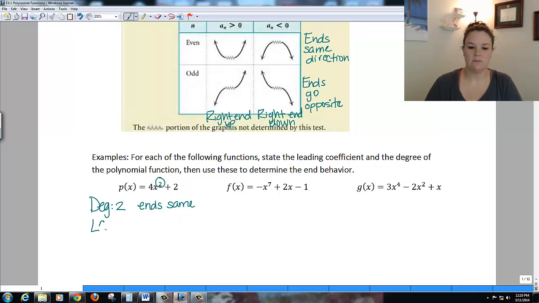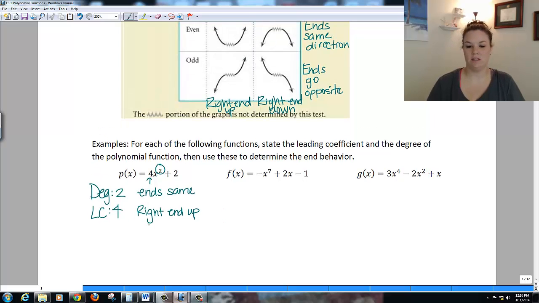Okay, so then I look at my leading coefficient, which in this case is 4. Since my leading coefficient is positive, that tells me that the right side goes up. I just remember if it's positive, right end up, if it's negative, right end down. So since this is a positive leading coefficient, the right end goes up. If I wanted to sketch a general shape of this, the ends go the same. So if the right side goes up, then the left side goes up. We don't really know what's going on in the middle.